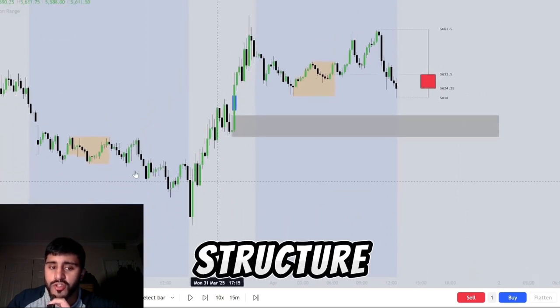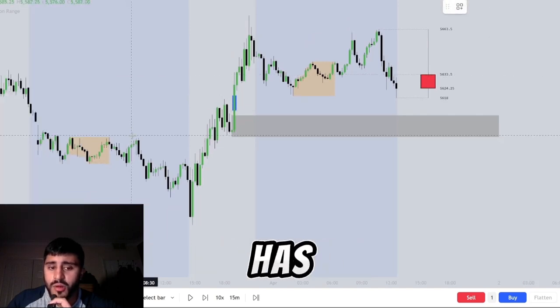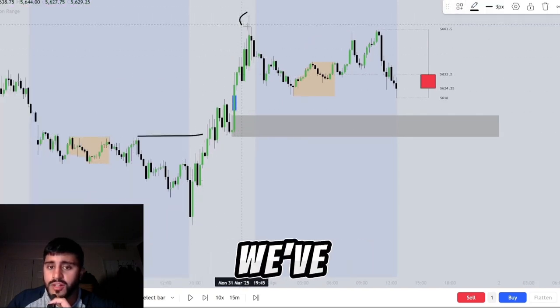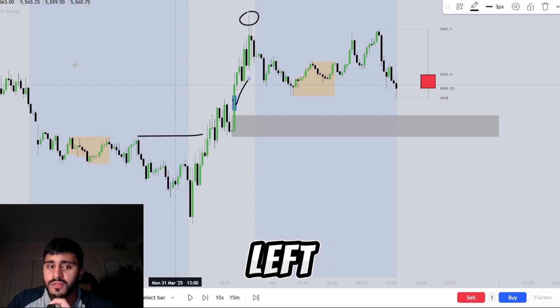We have broken structure to the upside. So we've broken some structure in this region, right? Price has broken structure over here. Right, we've created a new high over here, and we've left a fair value gap, right?